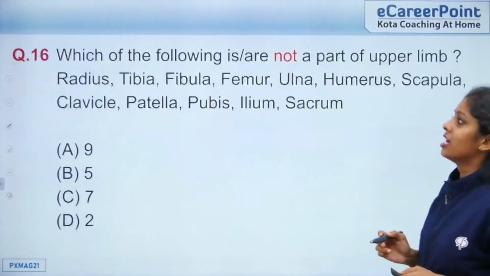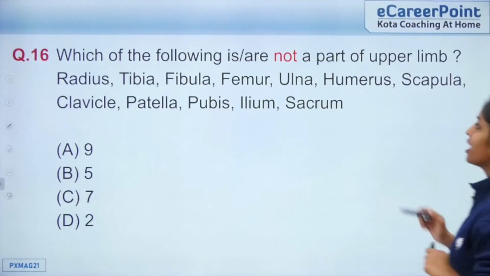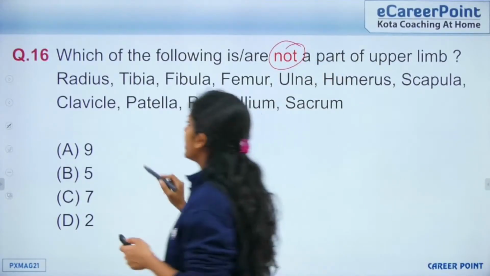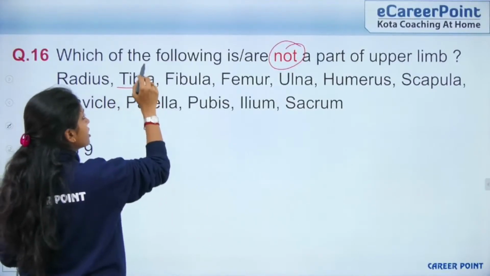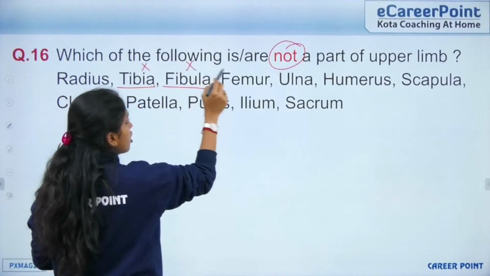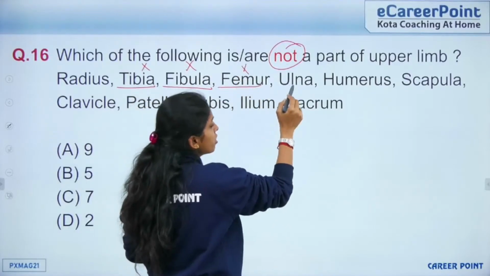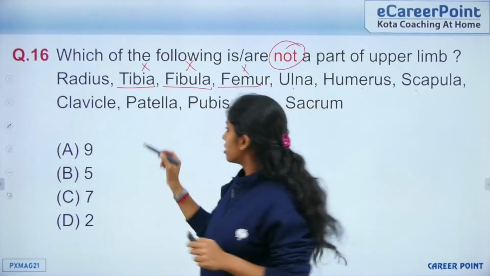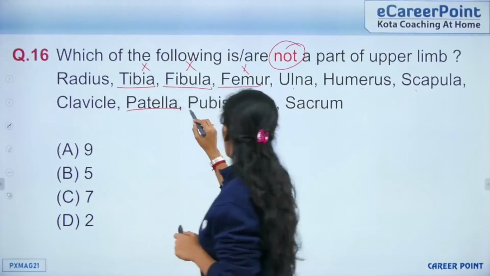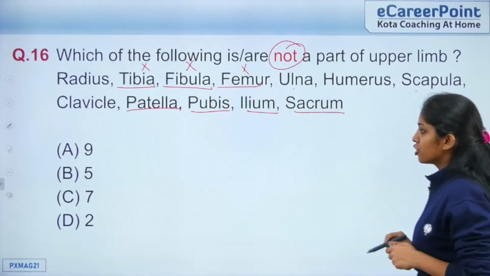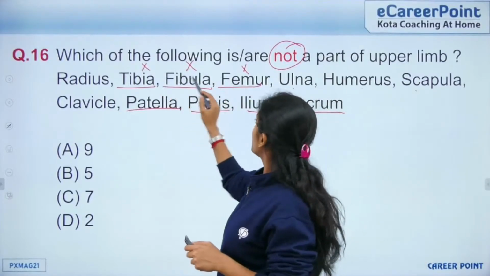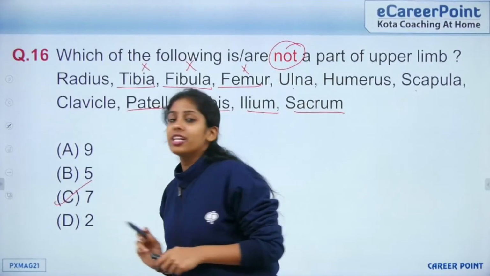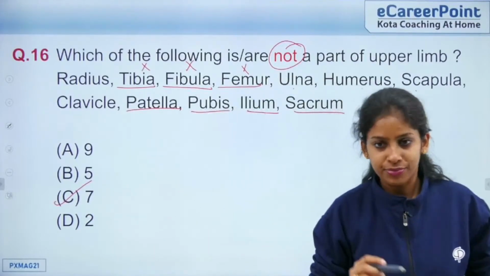Much less, right? So which of the following is not a part of the upper limb? So radius comes in the hand, tibia does not come, fibula does not come, femur is your thigh bone, ulna, humerus, scapula, clavicle comes in the upper girdle. So patella is your kneecap, pubis, ilium, sacrum does not come. So count 1, 2, 3, 4, 5, 6, 7. So 7 does not come in the upper arm, right?